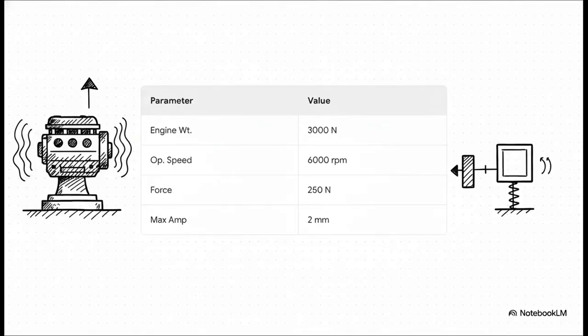Imagine you have a heavy 3,000 Newton diesel engine, and it is vibrating violently on its pedestal at 6,000 RPM. We know the exciting force is 250 newtons. Our mission? Design an absorber to stop the engine from shaking entirely. But there's a strict physical constraint. The new absorber mass itself is only allowed a maximum movement amplitude of 2 millimeters. Otherwise, it'll hit the casing.